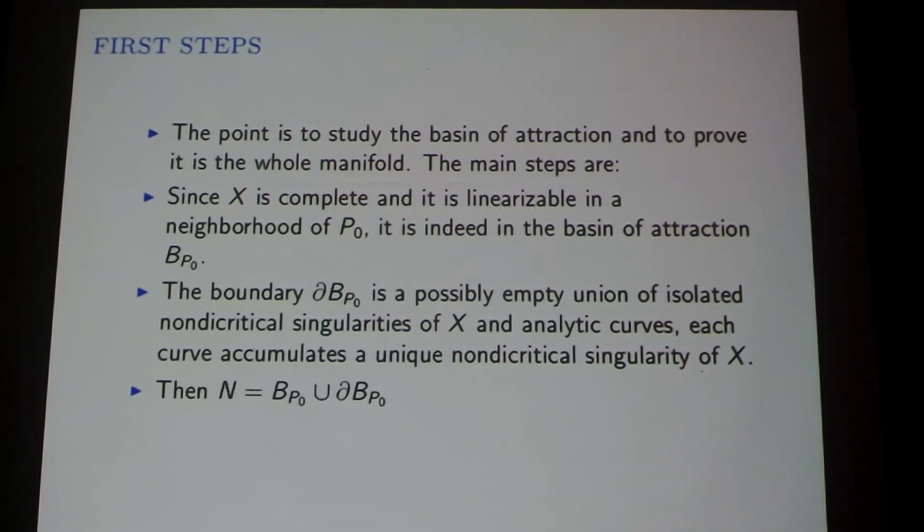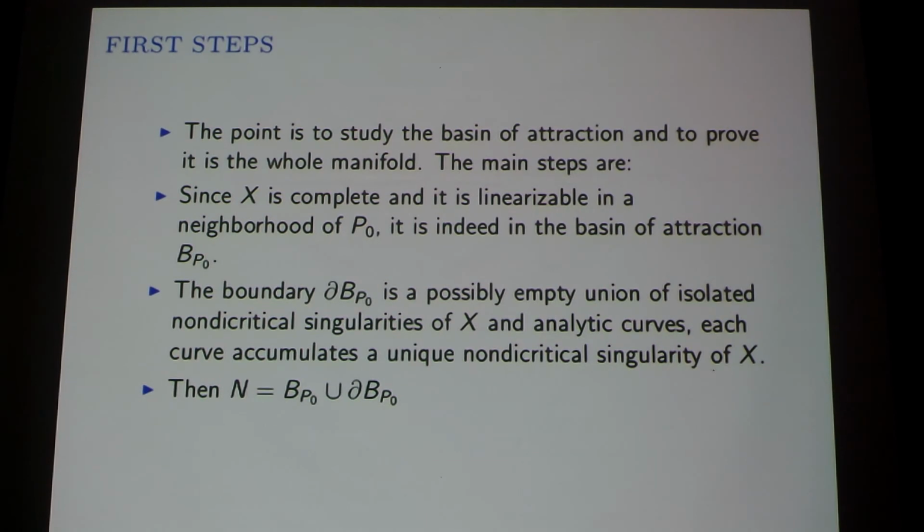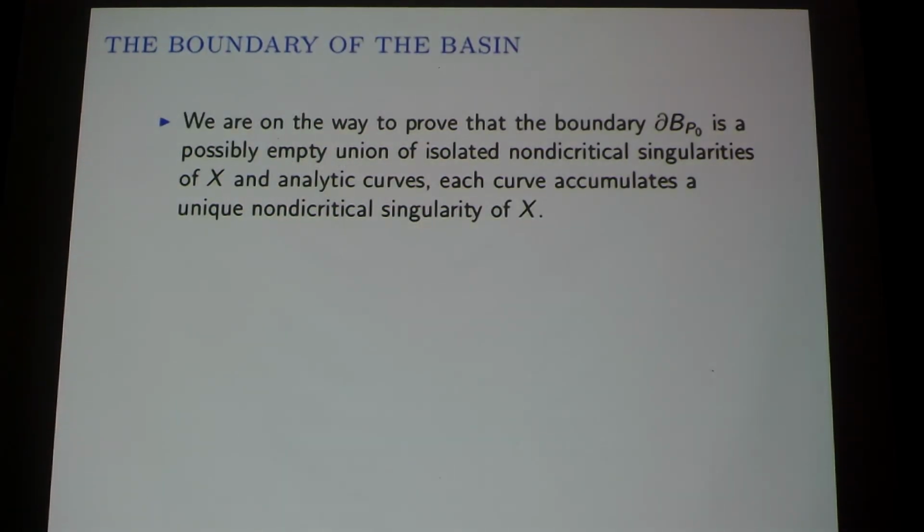So if we prove that the boundary is a finite number of analytic curves, then we are done by some extension argument that we will see in a while. Once you have proved the other step, you prove that the manifold is the boundary plus the basin of attraction. And as we said, since the manifold minus the boundary is C2, the boundary has to be empty. So the point actually is to prove that the boundary is a union of non-dicritical singularities and analytic curves going to non-dicritical singularities, so they will be a finite number. Well, on the way of proving this, we want to study the leaves and the orbits, the leaves of the foliation induced by the vector field, and the boundary.